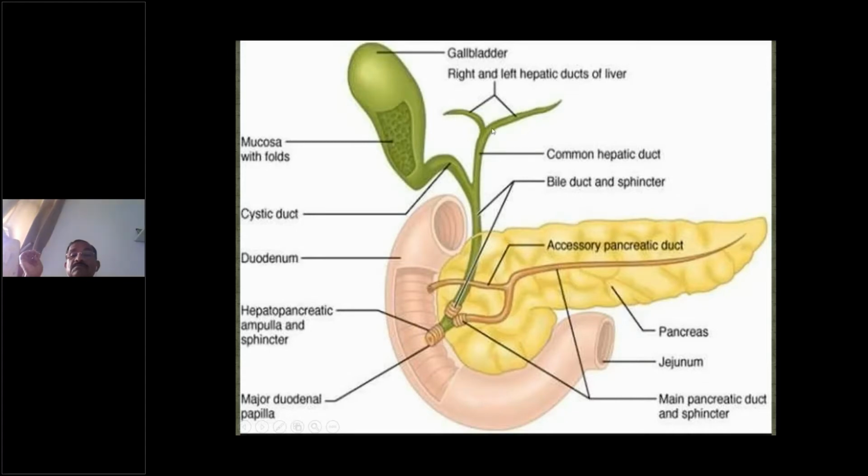They both join together to form a common hepatic duct, which joins with the cystic duct to form a common bile duct, which then runs down and drains into the duodenum, the major duodenal papilla, through the ampulla of Vater. And this opening is shared with the main pancreatic duct. Some literature describes both the common hepatic and common bile duct as a common duct, but we will be using common hepatic duct proximal to the cystic duct insertion and common bile duct distal to the cystic duct insertion.